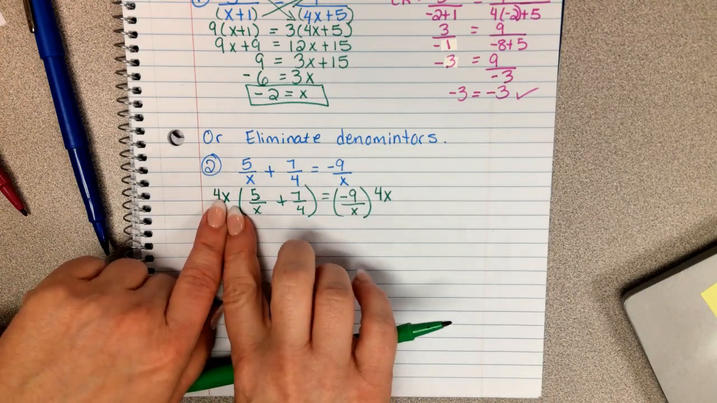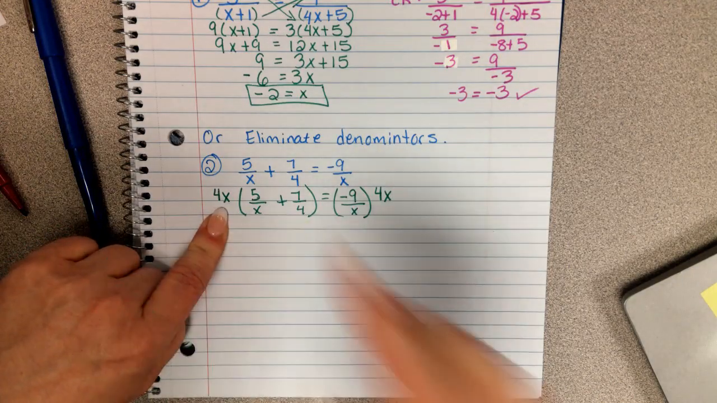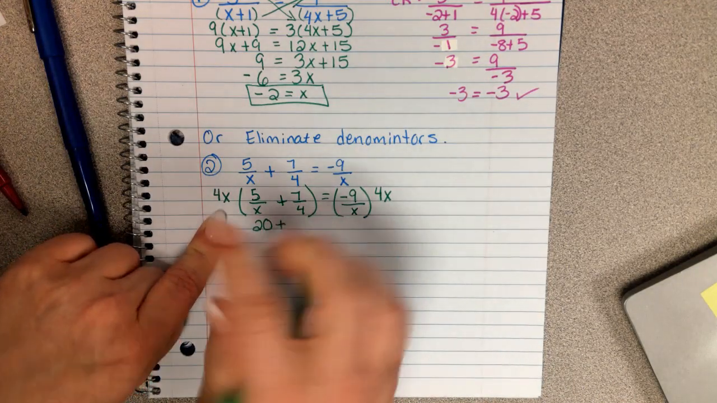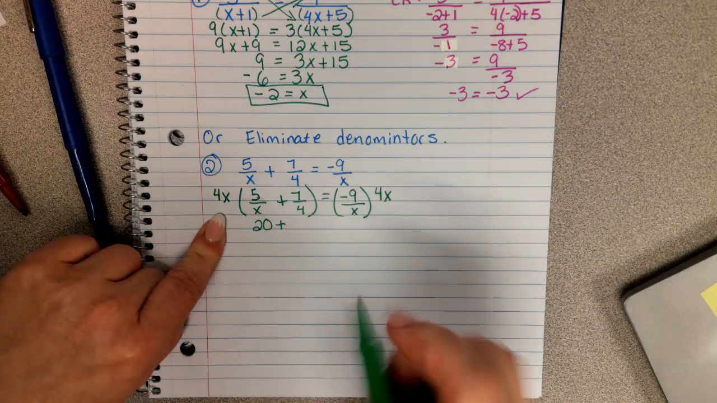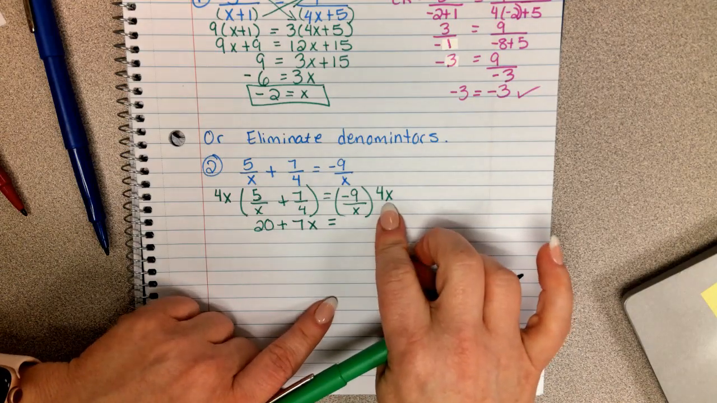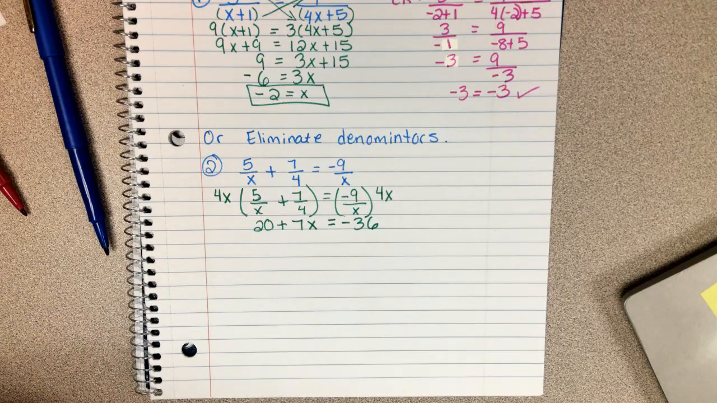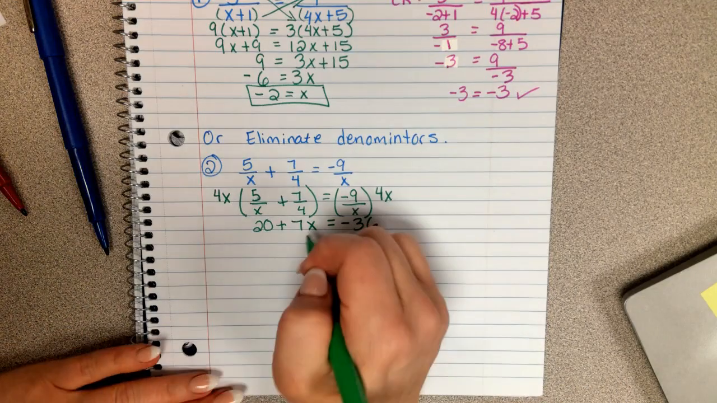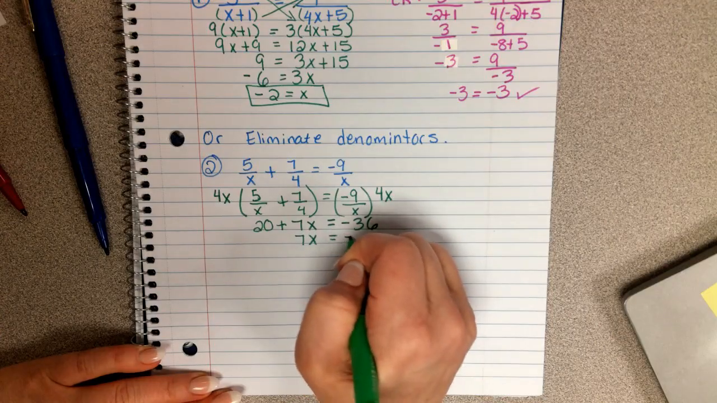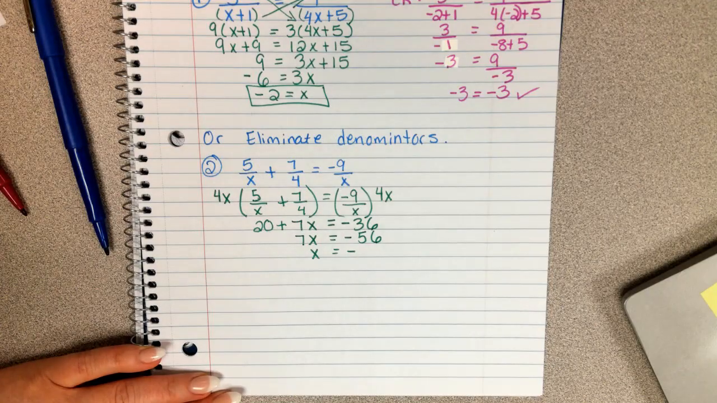Now don't forget to distribute, okay? 4x times 5 over x is 20. 4x times 7 over 4 is 7x. And negative 9 over x times 4x is negative 36. That eliminates all of my denominators, and I can then solve just a regular single variable linear equation. So 7x would be equal to negative 56. Divide both sides by 7.